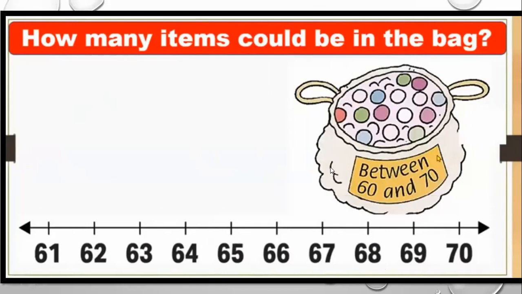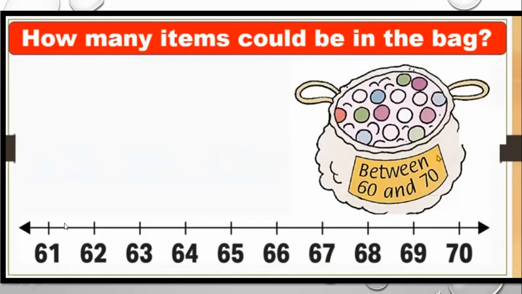we have to estimate because we cannot count it correctly or accordingly. So what we are going to do, we are going to estimate that in this bag, it is between 60 and 70. How many items could be in each bag? So what we are going to do, we are going to estimate the middle point. We can say midpoint, or we can choose a number between 60 and 70.